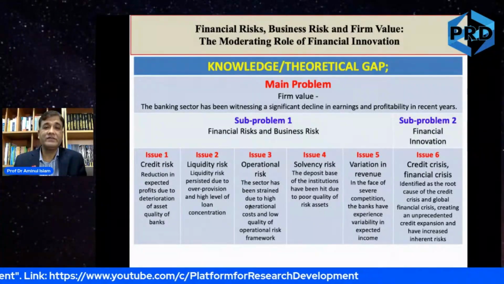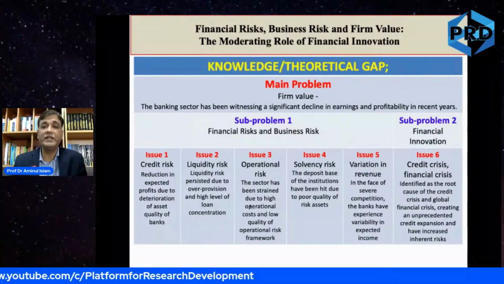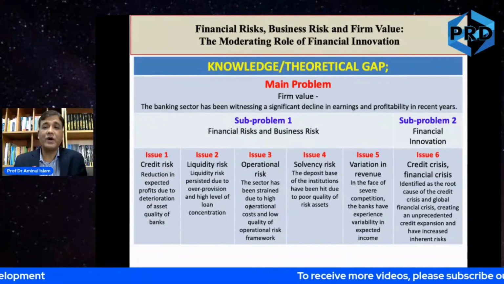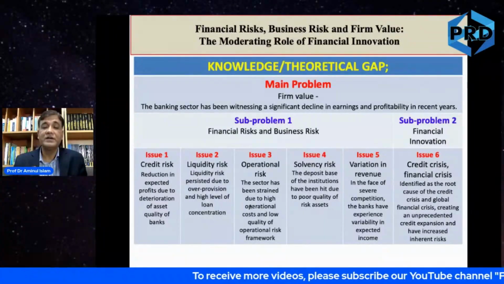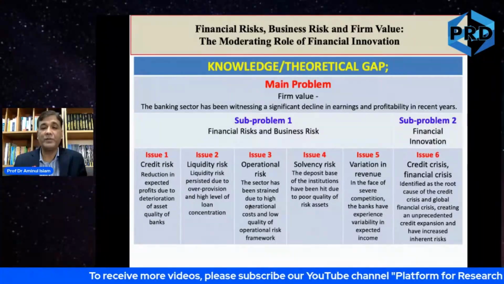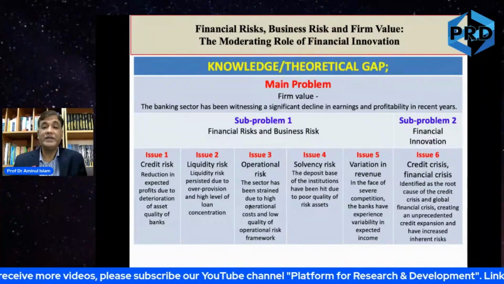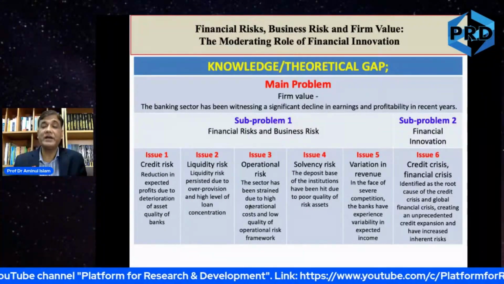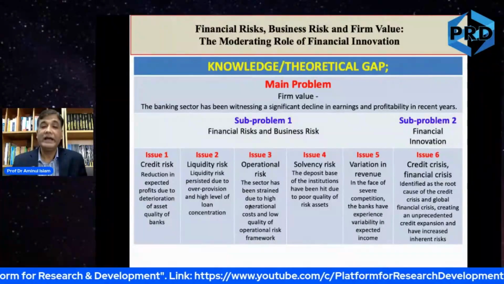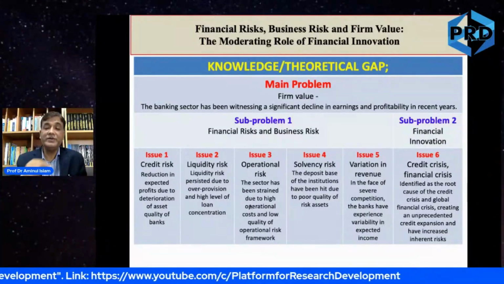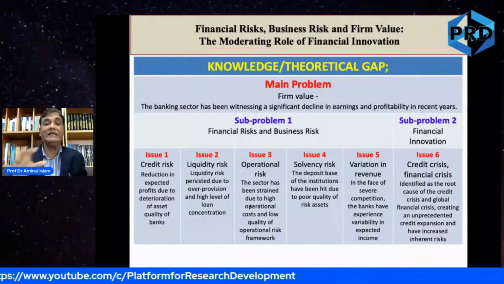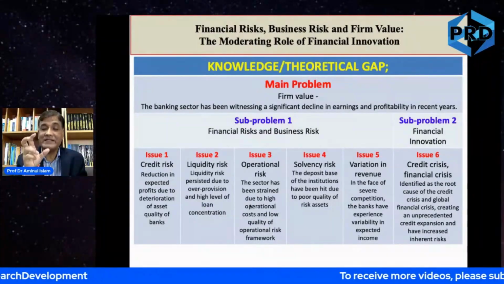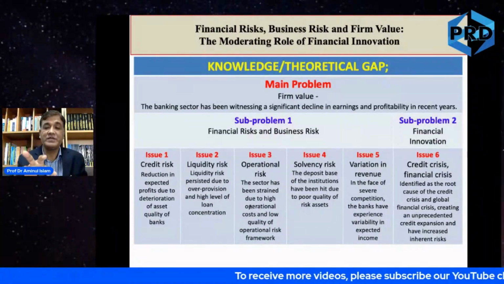So looking at the title, Financial Risk, Business Risk and the Firm Value, the dependent variable here is firm value. So in research, we have to always remember that the main problem is the dependent variable. If you are doing a study on employee job satisfaction, job satisfaction becomes the dependent variable. That is the main problem. And those issues, factors contributing to job satisfaction, are the independent variables. Those become sub-problems, okay?